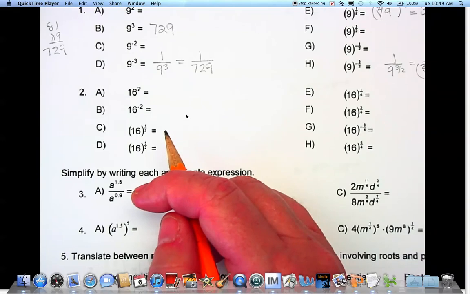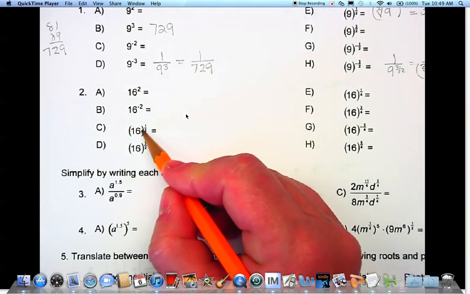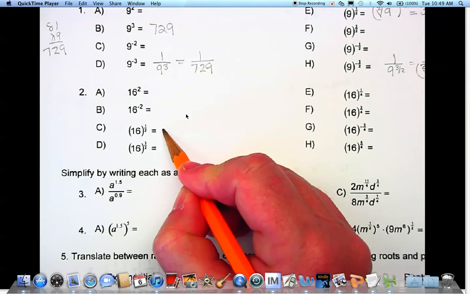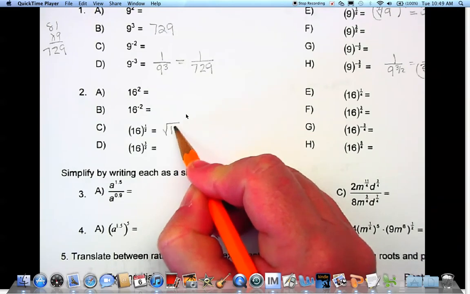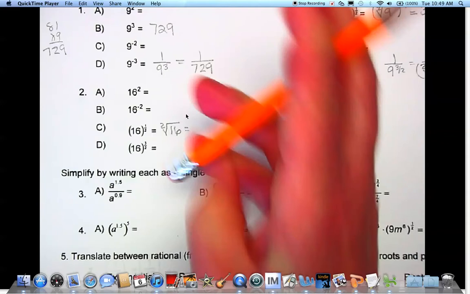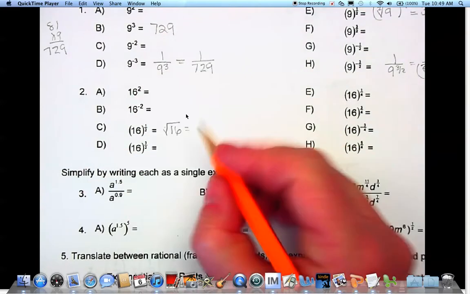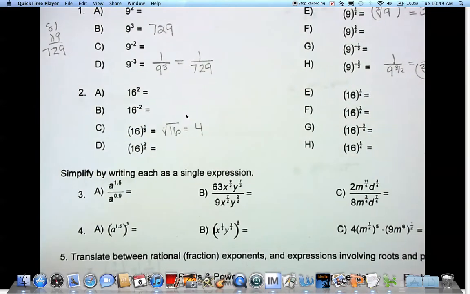Okay, let's go to C. How would you rewrite 16 to the 1/2? Square root of 16. And what's the square root of 16? I'm going to not put the 2 this time. 4. Right. That equals 4.